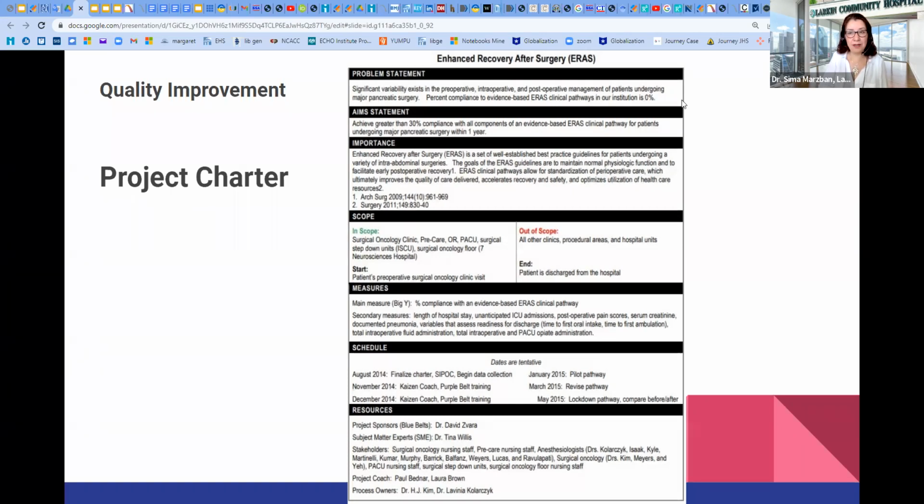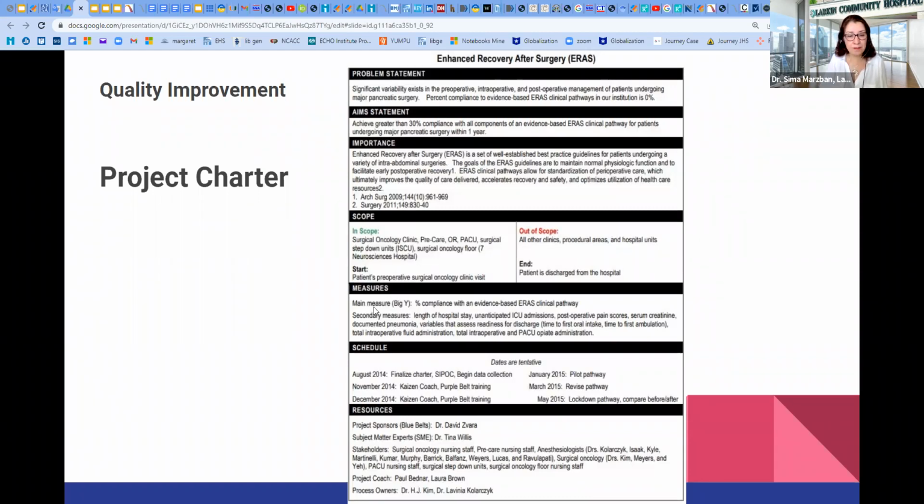So from the situation that they don't have any compliance with an advanced guideline, they are planning for at least 30% compliance. Importance of this compliance: in scope are surgical oncology clinic, pre-care, operation room, and the out of scope, all other clinics, procedural areas. How it starts, how it ends. It starts with patient's preoperative surgical oncology clinic visit, and ends when patient is discharged.